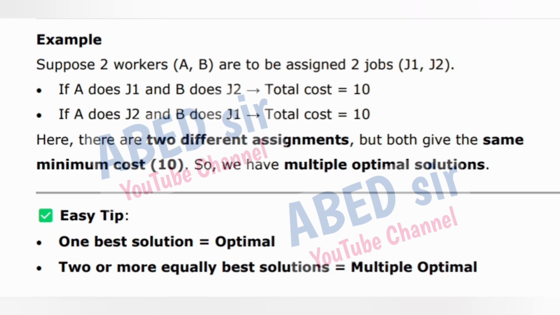Example: suppose 2 workers A, B are to be assigned to jobs J1, J2. If A does J1 and B does J2, total cost is equal to 10. If A does J2 and B does J1, total cost is equal to 10. Here, there are 2 different assignments, but both give the same minimum cost, 10. So, we have multiple optimal solutions. Easy tip: one best solution is equal to optimal; 2 or more equally best solutions is equal to multiple optimal.